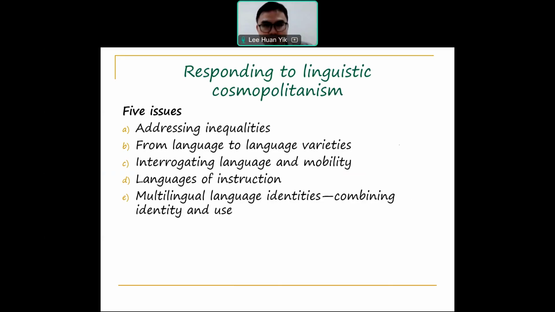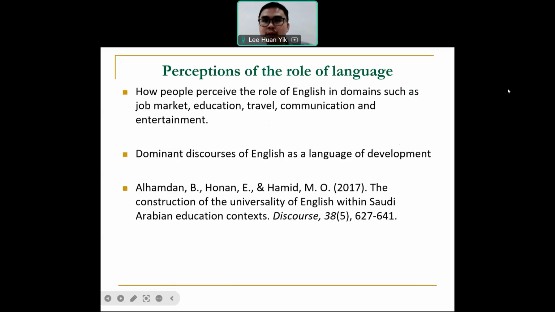Language and mobility. And is it true that with more languages, then you're able to travel? And what is the connection there? And issues of languages of instruction, right? Which should be our main medium of instruction. And of course, multiple language identities now. So we're looking at how language is associated to identity and use, right? Is language part of your regional identity, national identity, and so on? So all of this should be taken into consideration.